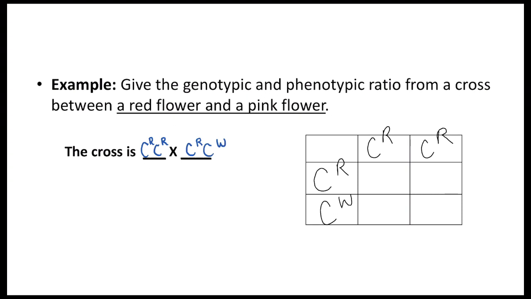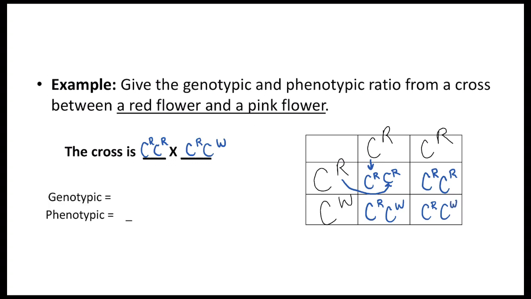So our Punnett square for this, the parents are already in place, but in the first box, we get CR from this parent, CR from that parent, CR from the top parent, CR from the side parent, CR from the top parent, CW from the side parent, CR from this top parent allele, and then CW from the side.